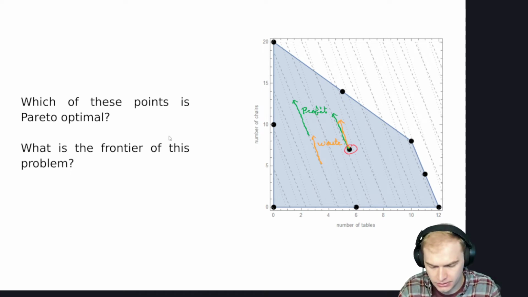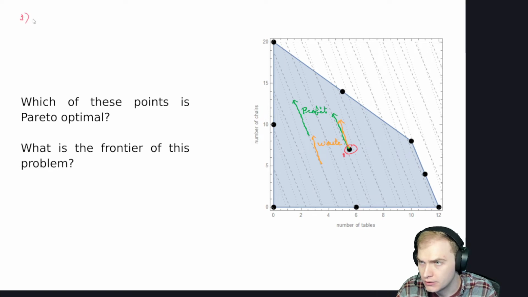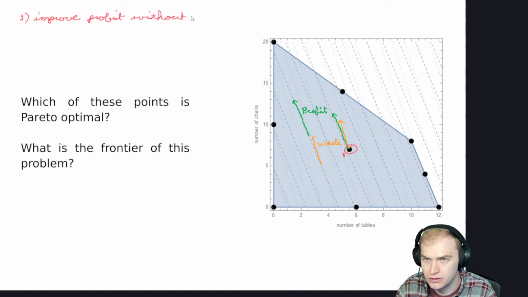So in other words, I'm going to mark this as 1. So at 1, we can improve profit without altering waste, without increasing waste.